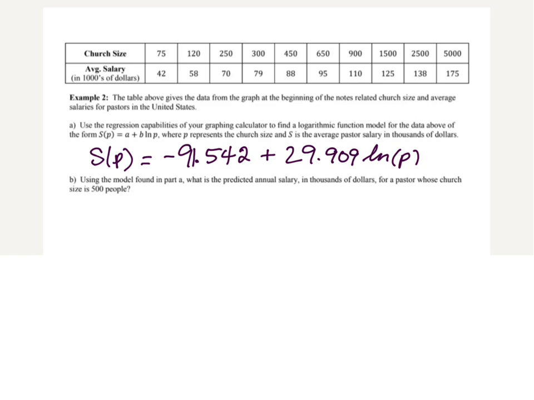did you get it? Okay, so our a number is this negative 91.542. And our b is 29.909. That's accurate to 3 decimals. What you're going to be hinging on is that you can store those values and use them.